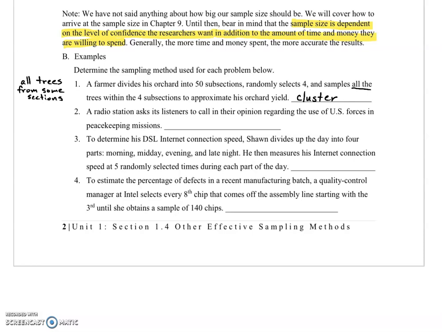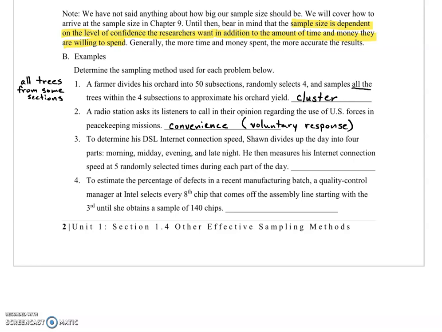Okay, a radio station asks its listeners to call in their opinion regarding the use of U.S. forces in peacekeeping missions. So as soon as you see someone asking users to respond or listeners to call in, you should automatically think convenience sample, and furthermore, in this case, voluntary response, because you have to volunteer to respond by calling the station.